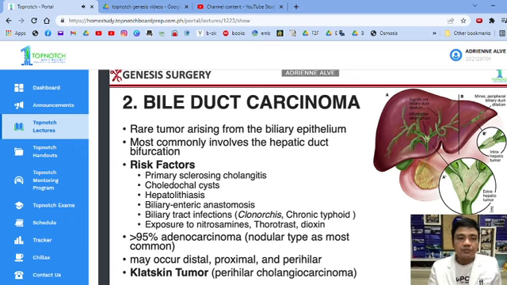For bile duct carcinoma, it's again a rare tumor. Again, we discussed this earlier, right, in cholangiocarcinoma. It mostly involves the hepatic duct and its bifurcation. 95% of these, the most common type would be adenocarcinoma. It could be intrahepatic or extrahepatic, we'll discuss that. And if it occurs within the bifurcation, that's what we call Klatskin's tumor.